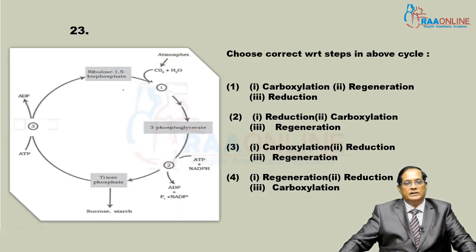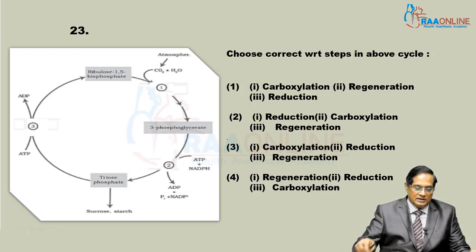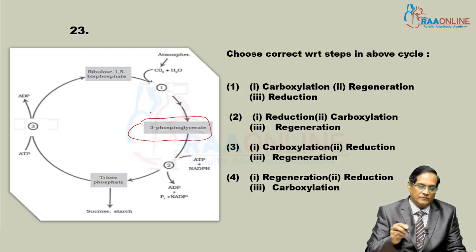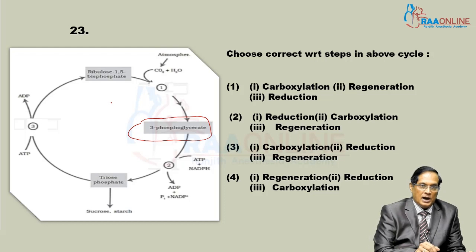Question number 23. These are the three major parts of the Calvin cycle, that is 1, 2 and 3. See here, the indication is already given. This carbon dioxide is trapped by ribulose 1,5-bisphosphate, and 3-phosphoglyceric acid is formed as the first stable product. So part 1 is carboxylation.